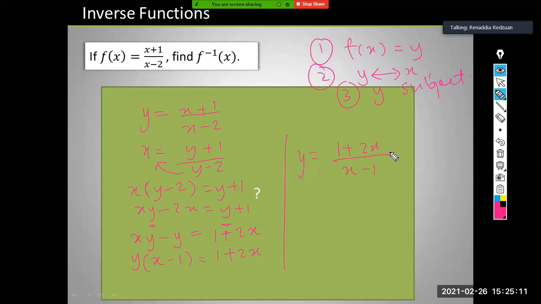Okay, so now y is the subject. You can change this notation to inverse of f. Okay, class?